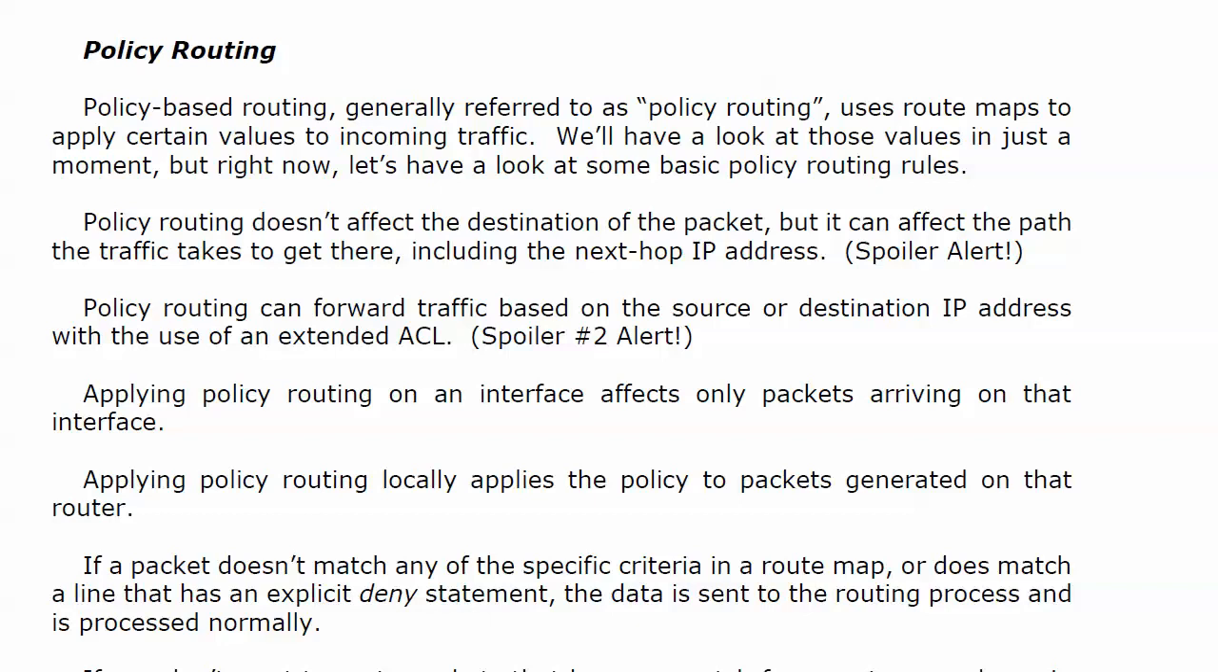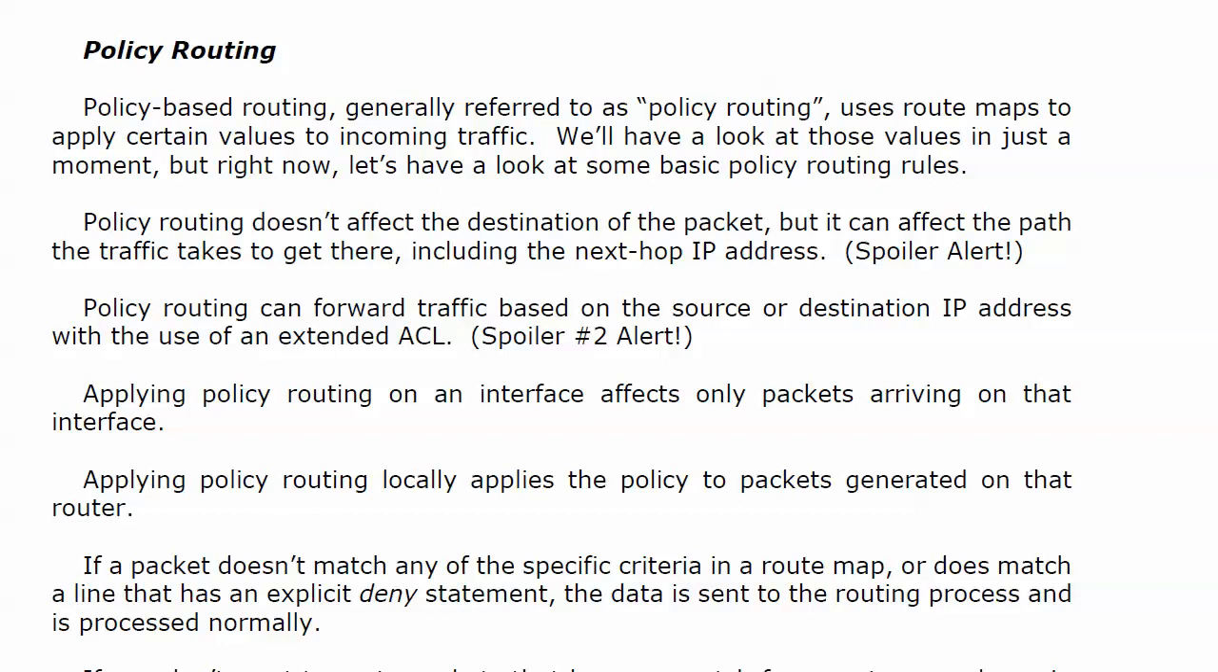What it really does is affect the path the traffic takes to get there, which can include the next hop IP address. Spoiler alert. Now, policy routing can forward traffic based on the source or destination, or on the source and destination IP address with the use of an extended ACL. I mention that because a lot of times you will see policy routing written strictly with a regular ACL, a non-extended, a standard, whatever you want to call it. And of course, that only matches on the source. But you can match on the source and/or destination with an extended ACL.